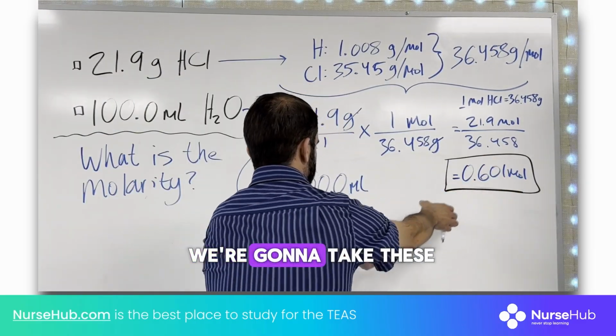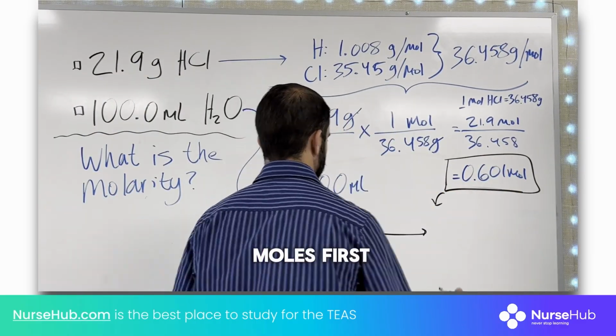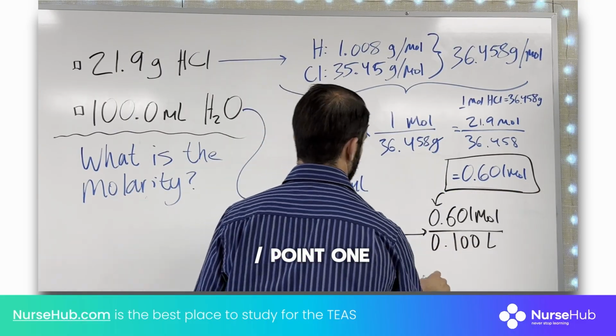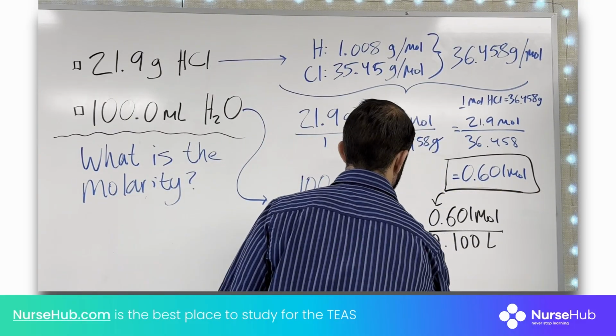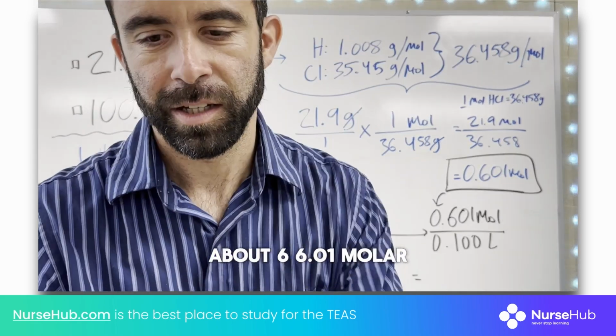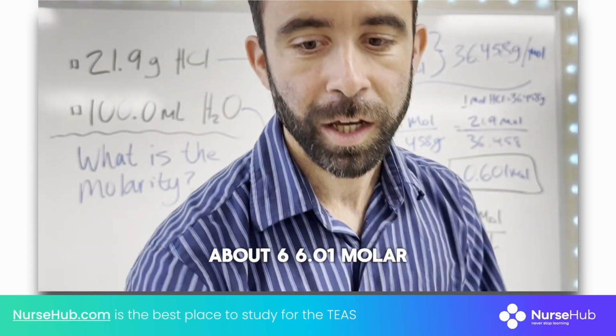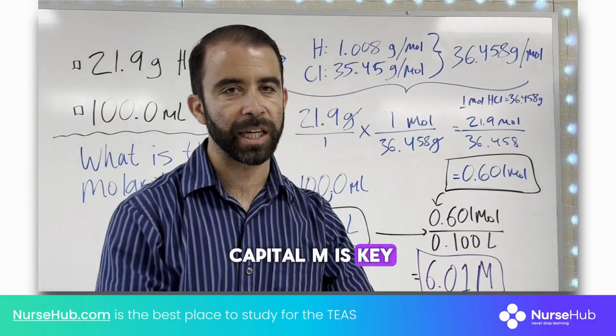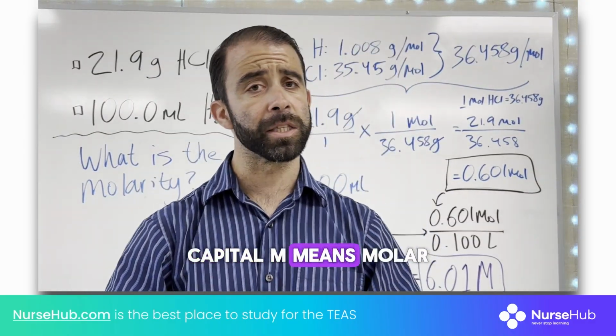We have all the pieces that we need. We're going to take these two numbers and combine them together. Moles first. 0.601 divided by 0.1 is going to be about 6. 6.01 molar is our final answer. Capital M is key. Capital M means molar.